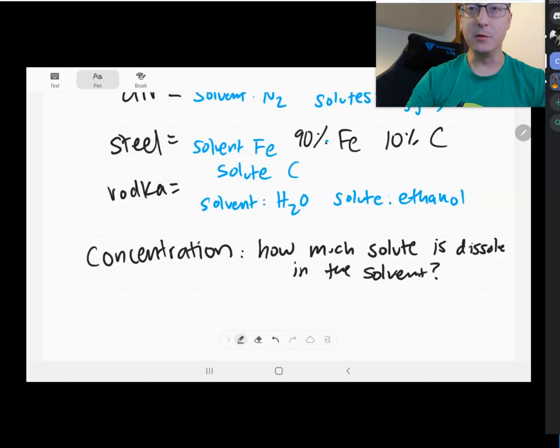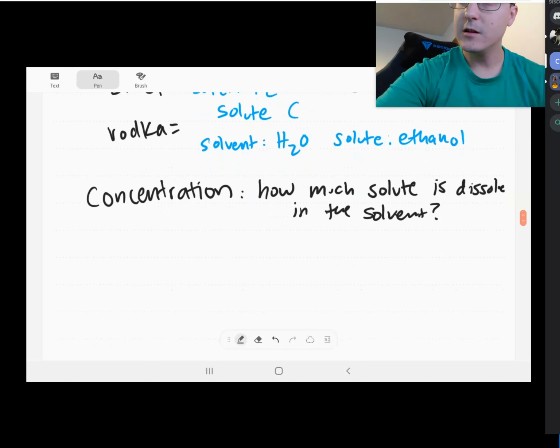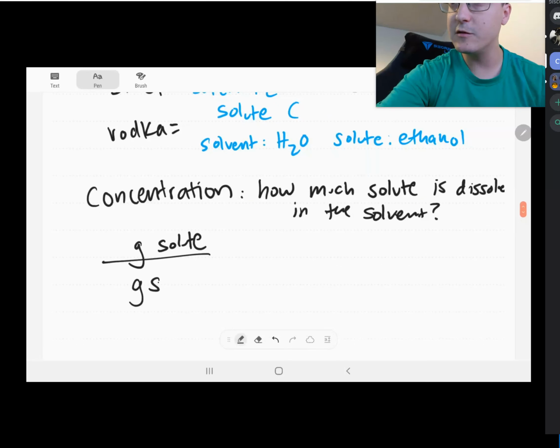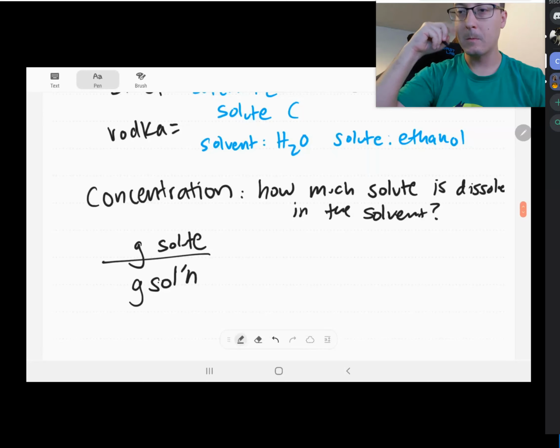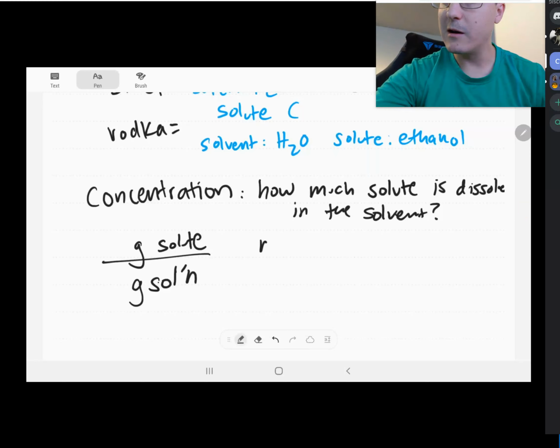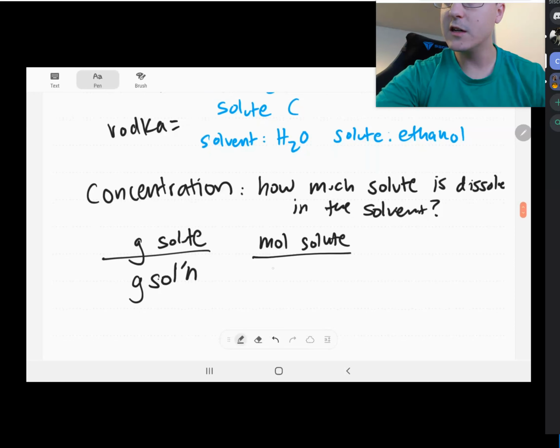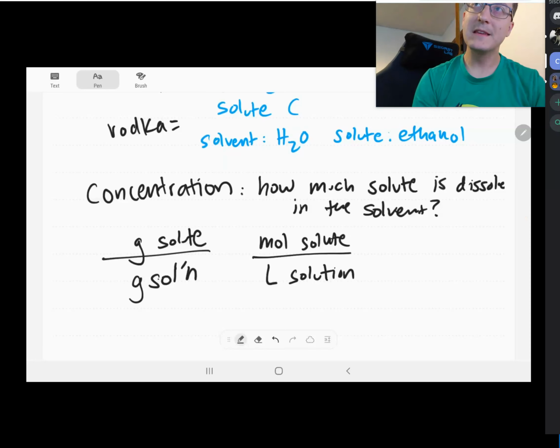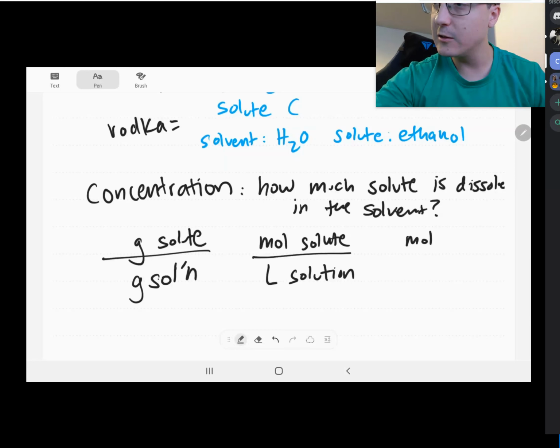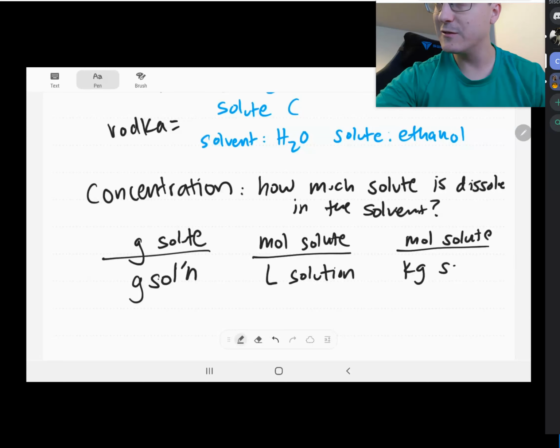So we have a couple of units for this. We often talk about grams of solute over grams of solution. We can also talk about moles of solute over liters of solution. And another somewhat less common one that used to be used more often was moles of solute over kilograms of solvent.